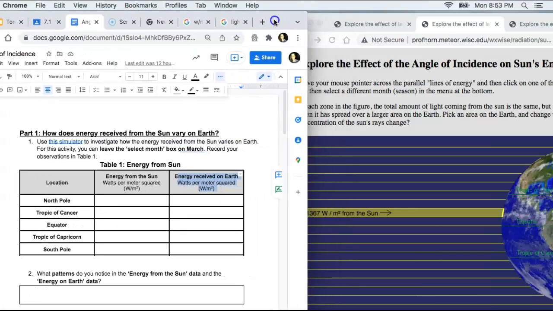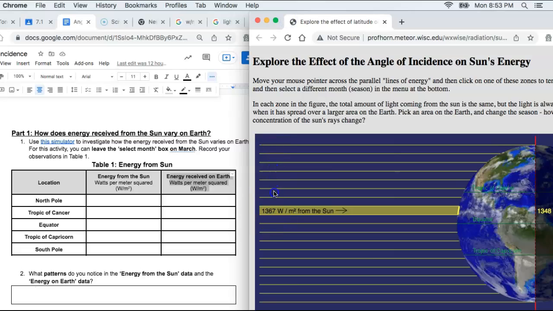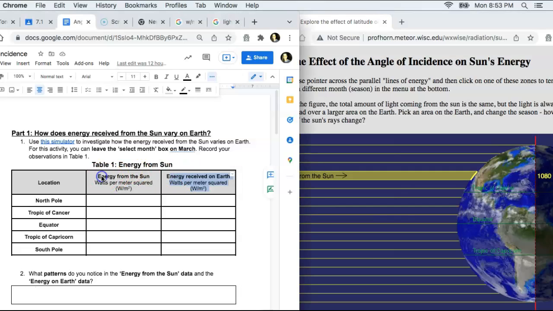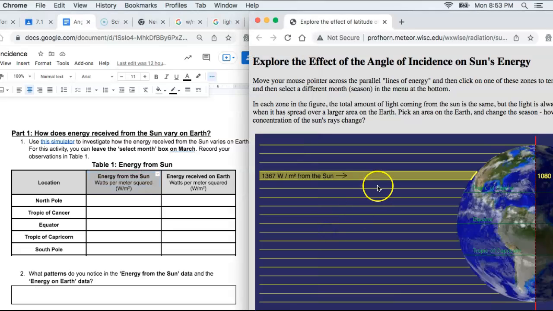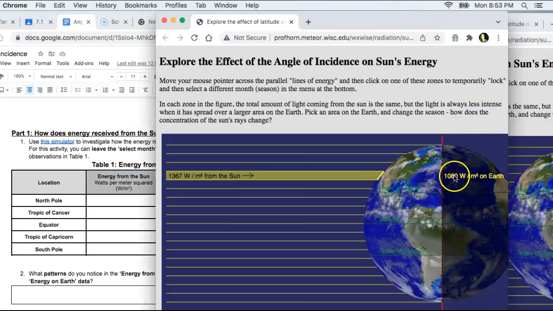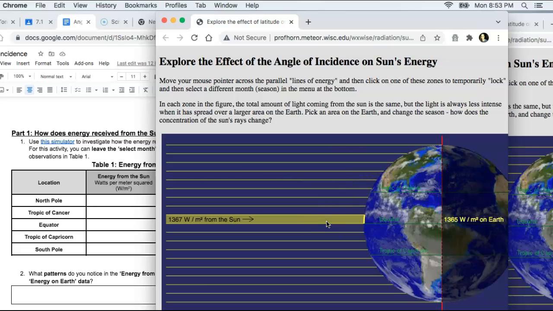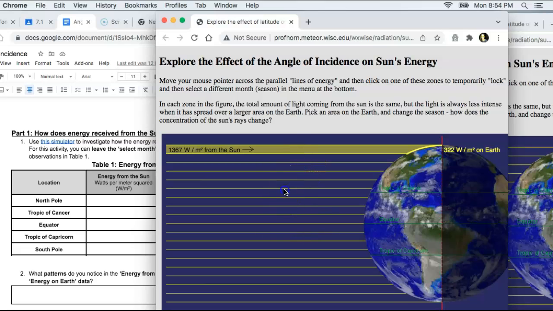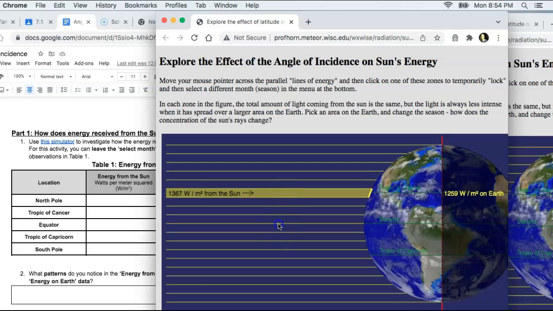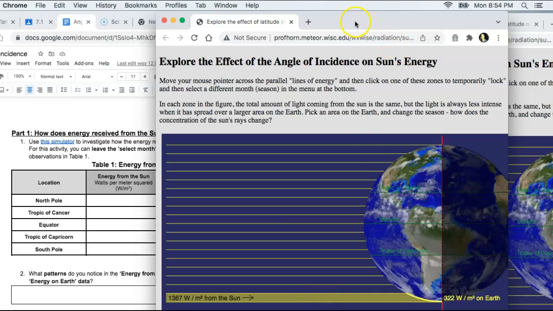So if we look at this over here, on this side here, this is the energy from the sun, so that would go into this column here, and then the energy received on Earth. So then you'll have to read this over here. So you can kind of see that this is changing. So you want to figure out the pattern. So you're going to look at the North Pole and the Tropic of Cancer, look at it at the equator, the Tropic of Capricorn, and the South Pole.